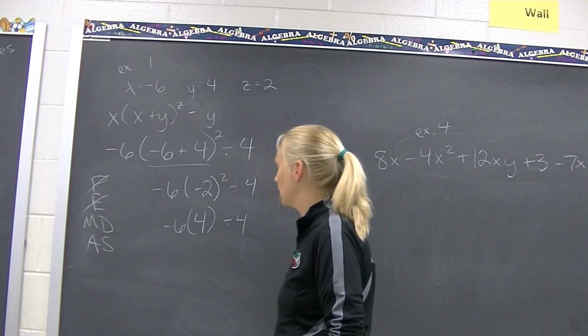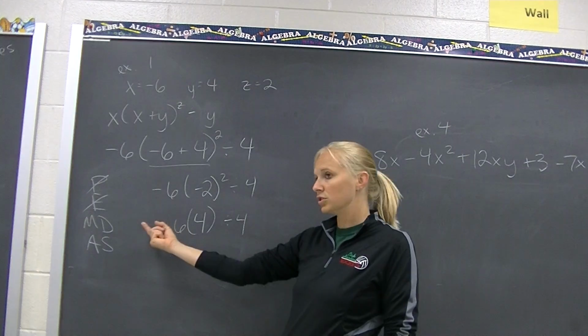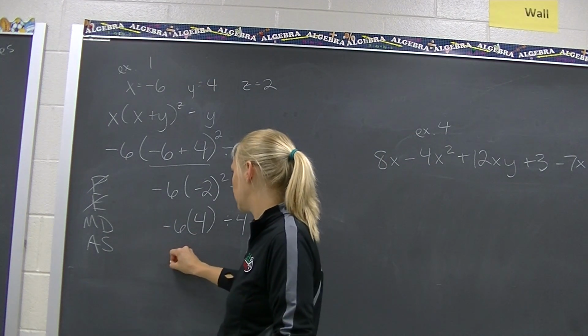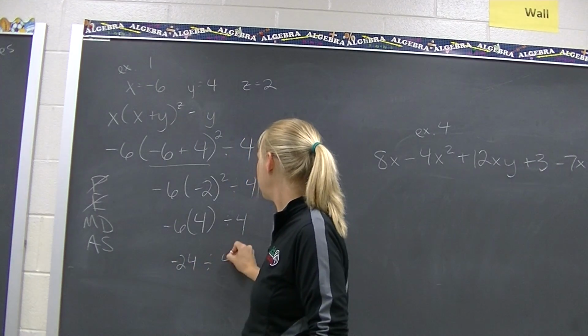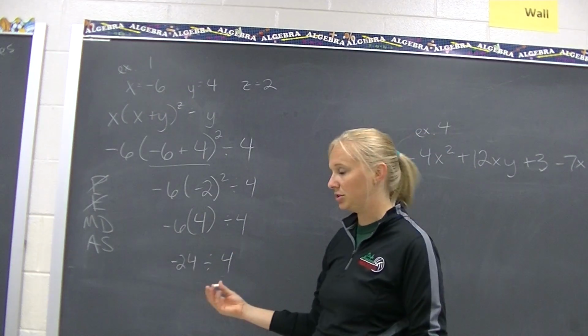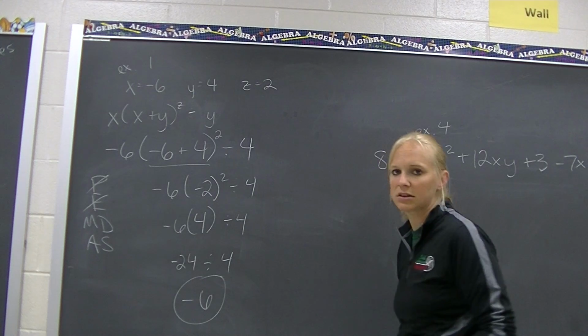So we have no more exponents. So now we're with multiplication and division. Multiplication comes first from reading the problem left to right. So we do multiply first. -6 times 4 is -24. So we have -24 divided by 4. It's the only thing we can do, so we do it, and we get -6. So there's our final answer of -6.